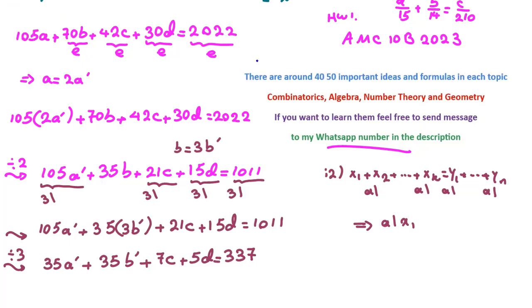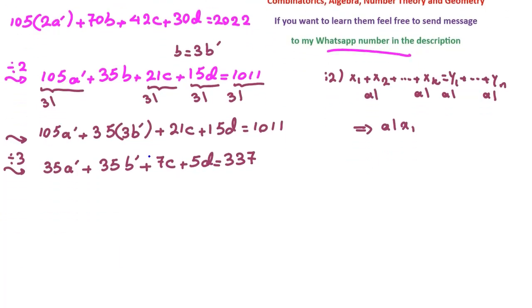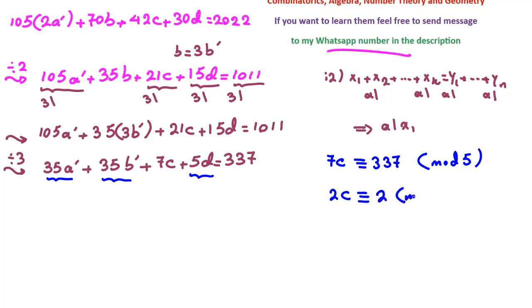Okay? Now in the next step, we know this one is a multiple of 5, this one too, and this one too, but this one is not a multiple of 5. Here we can consider the general form of that. We can consider mod 5. If we consider mod 5, the left hand side will be 7c, because all other terms are multiples of 5. The right hand side will be 337 mod 5. And 7 mod 5 is 2, so 2c, and 337 mod 5 is 2 mod 5.